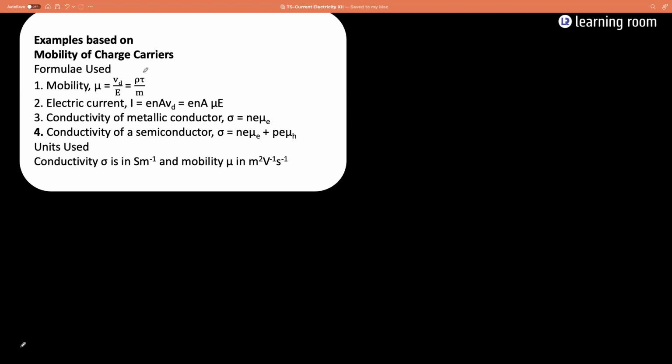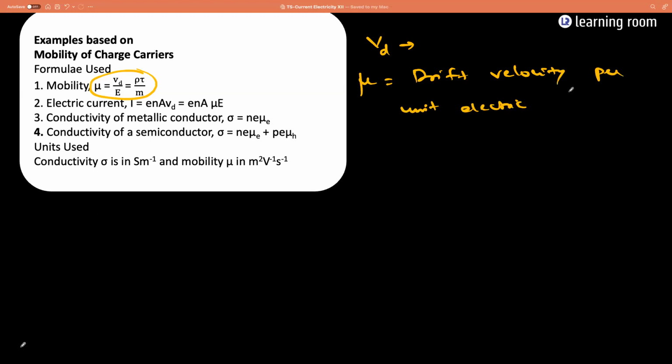So what is the mobility of charge carriers? How do you define mobility? There's another important definition. It is the drift velocity. So if you don't know, please write it down. Mobility is defined as drift velocity per unit electric field.